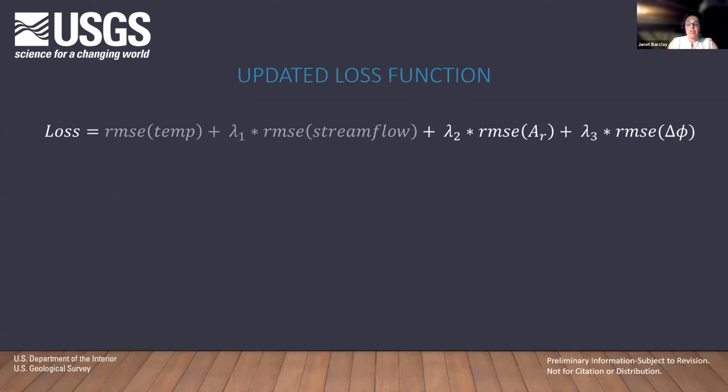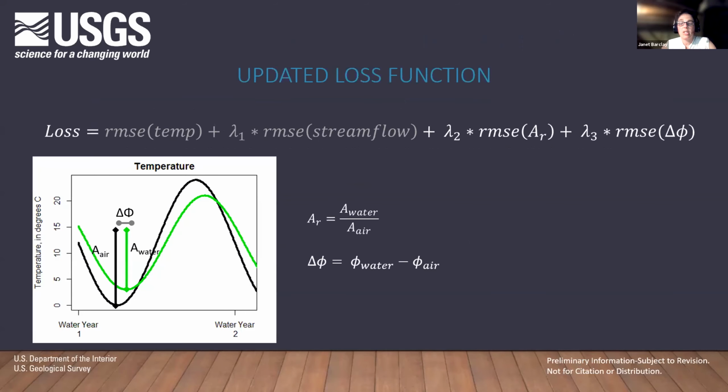In this project, we're using the temperature signal properties, the amplitude ratio and the phase difference from the observed temperatures as additional targets in the fine-tuning phase. At each step of the fine-tuning, the amplitude ratio and the phase shift of the current predictions are calculated and compared with the observed values using the root mean squared error. And we have hyperparameters to scale both of those contributions to the loss function.